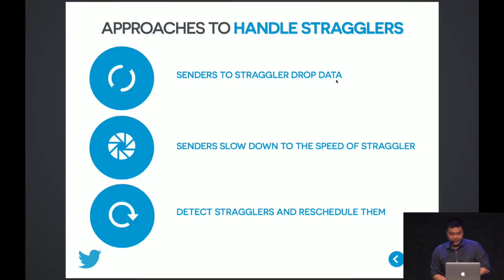And how to handle these cases? We have some ways. First, we can drop data. That's the simplest way, yes? And also, we can slow down the senders. Ask them to, okay, we are in some trouble, please slow down. We don't want to drop data. And also, we can detect stragglers and reschedule them to some other good hosts.